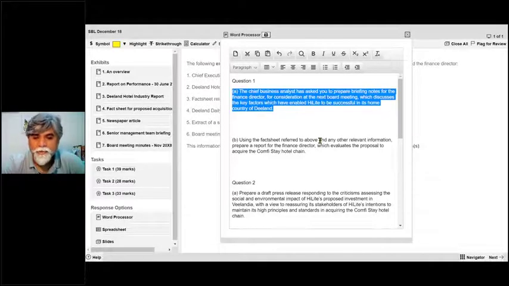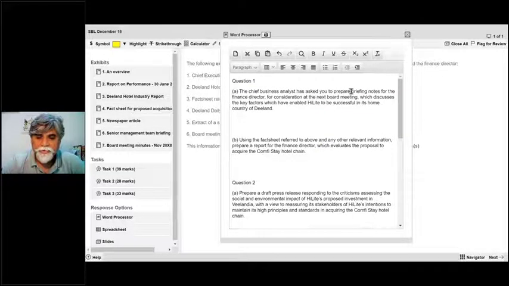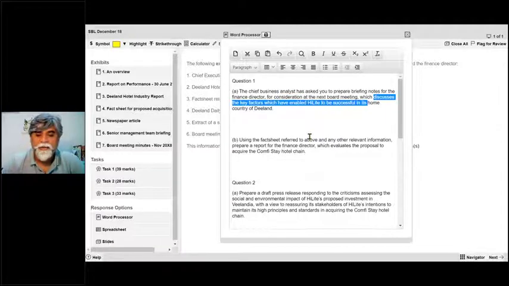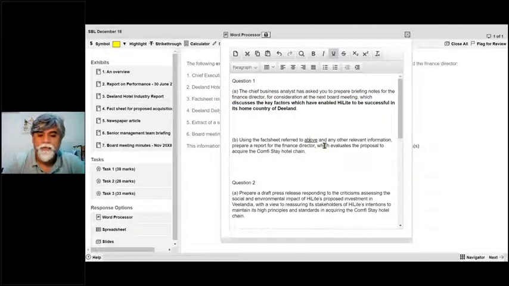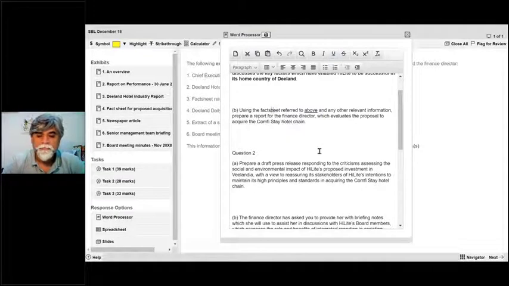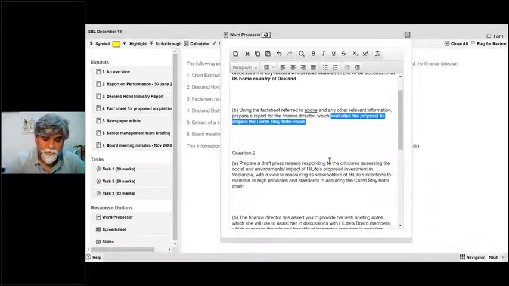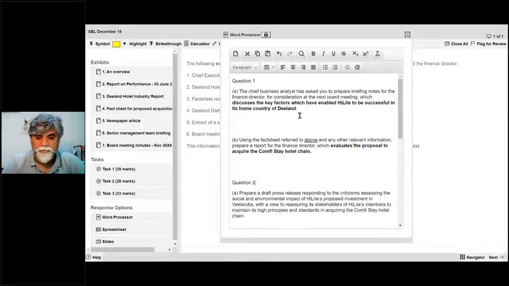For example, what is required in this? Can anybody tell me? The chief business analyst has asked you to prepare briefing notes for the finance director for consideration at the next board meeting, which discusses the key factors which have enabled Highlight to be successful in its home country of D-Land. So this is the requirement. Key factors. B, write a report for the finance director which evaluates the proposal to acquire Comfy Stay Hotel.